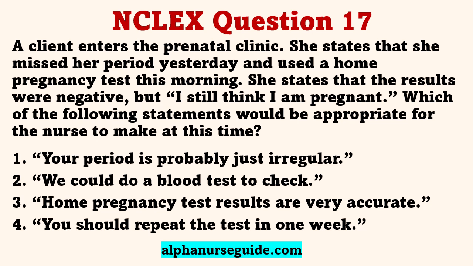The correct answer is 2. We could do a blood test to check. Because quantitative pregnancy tests measure the exact quantity of human chorionic gonadotropin in the bloodstream, they are more accurate than urine tests that simply measure whether or not the hormone is present in the urine. Similar to the urine tests on the market, qualitative serum tests detect whether or not the hormone is present, but they are still considered to be more accurate than urine tests.